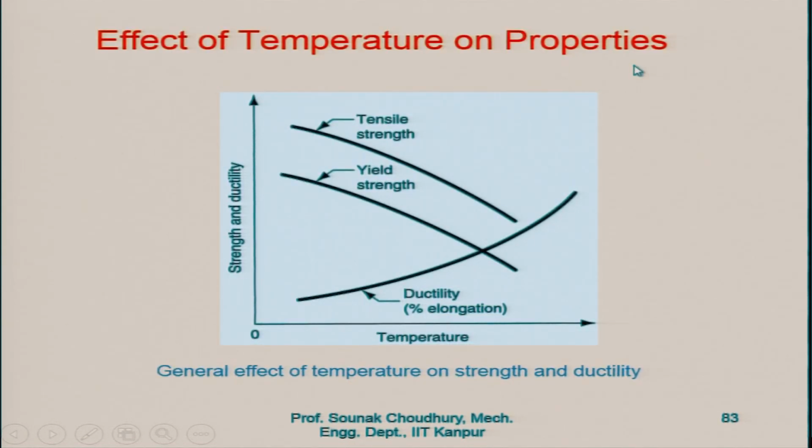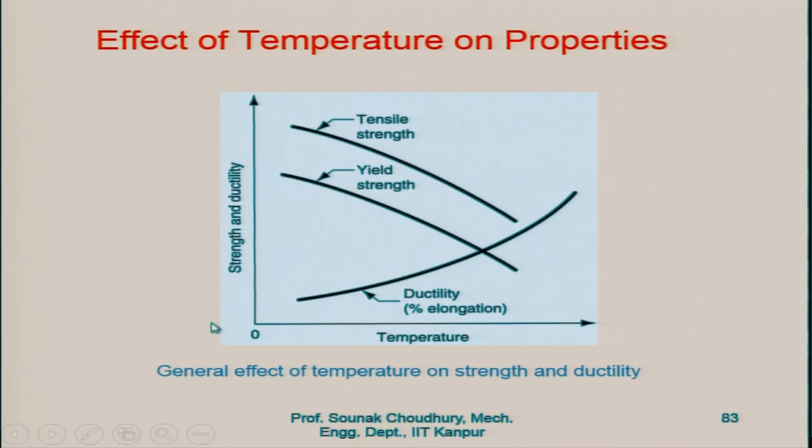Now, effect of temperature on properties, this is very important, because most of the engineering materials work to some extent at temperature more than or different than the ambient temperature. So, in manufacturing, in production particularly, we are bothered about our tool materials, which work at a very high temperature. Therefore, what is the effect of the temperature on the properties of the material, that is very important to understand.